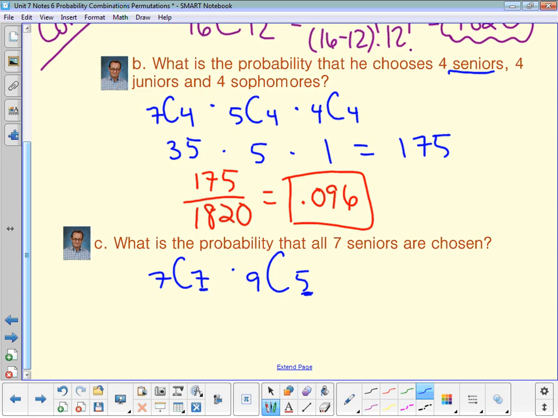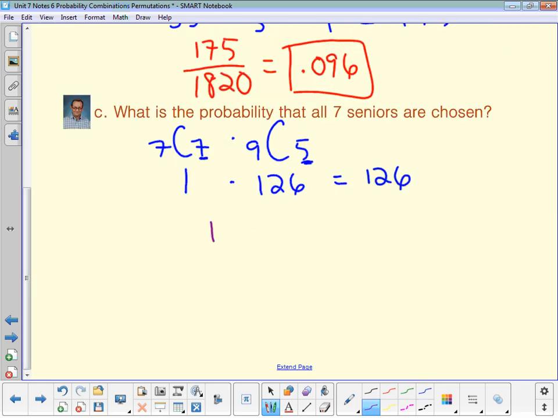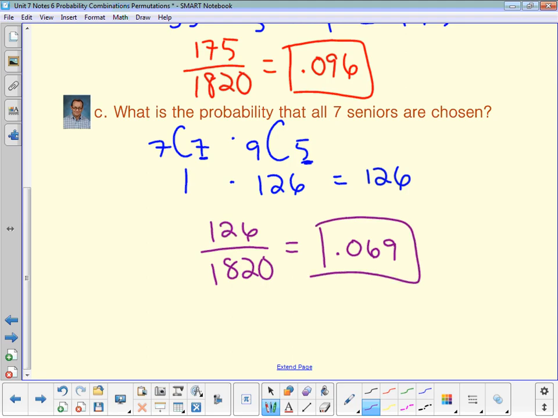There's only one way that you can choose all 7 seniors. 7C7 is 1. When I do 9C5, I end up with 126. 1 times 126 is 126. Doing the probability, 126 divided by my total number of ways, which again was 1,820. I get 0.069. That's my probability.